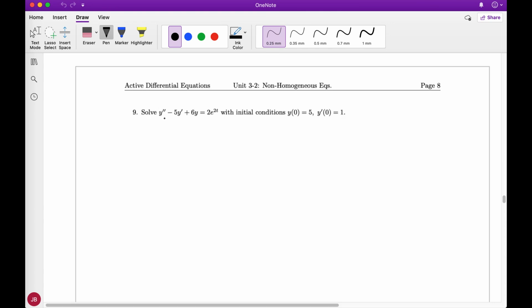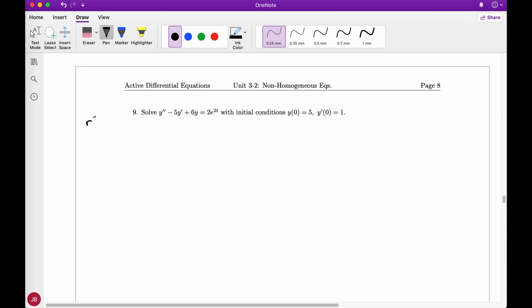So here we have y double prime minus 5y prime plus 6y equals 2e to the 2t. So first thing we're going to do is solve the homogeneous version of this problem. So pretend there's a 0 over here. And that's going to help us find the complementary solution, right?